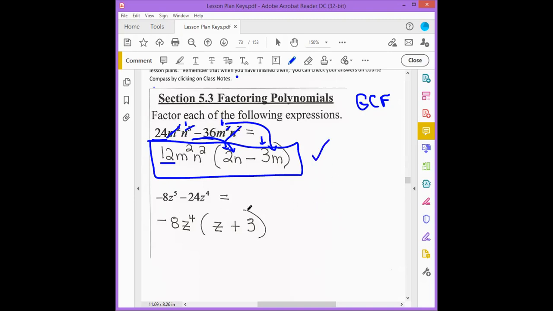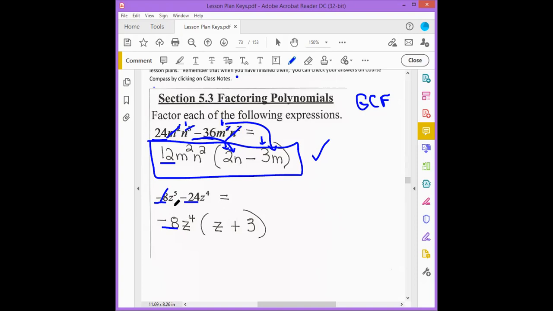Now look at the next example. We have minus 8z to the 5th power minus 24z to the 4th power. The largest number that we can factor from negative 8 and negative 24 is negative 8. So we factor negative 8 from the first term, that cancels, so we no longer have an integer represented by the first term because we factored out negative 8. And then negative 8, when we factor from negative 24, we'll get positive 3.